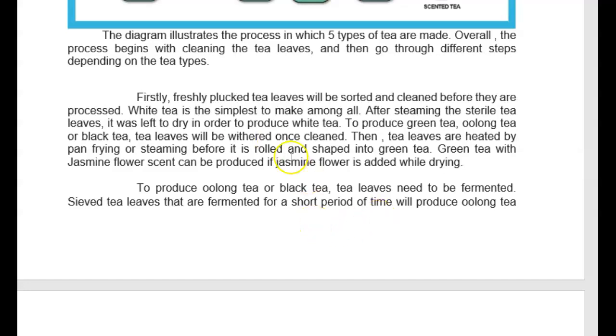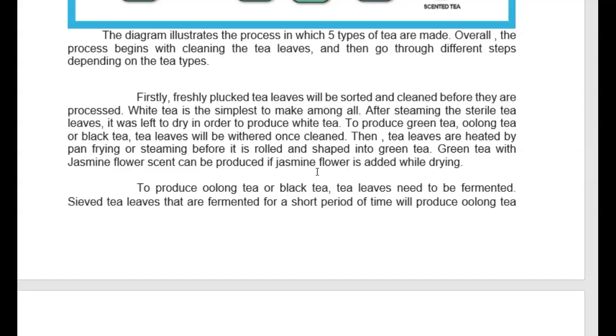All right, here you could have been a little more cohesive. So, green tea with jasmine flower scent can be produced if this is added while drying. That would have made sense too. To produce oolong tea or black tea, tea leaves need to be fermented.